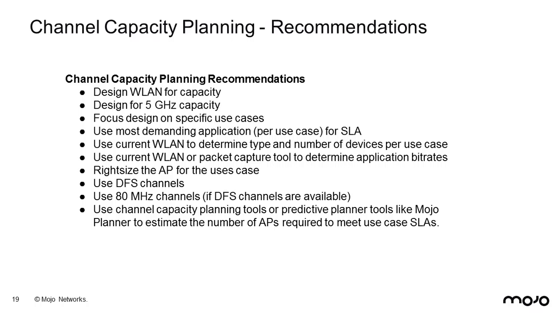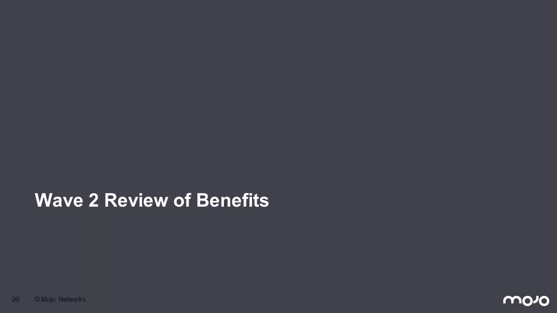And use channel capacity planning tools or predictive planning tools like Mojo Planner to estimate the number of APs required. That'll give you just a ballpark to start getting a rough idea of how many APs you're going to need for a whole building or series of buildings.